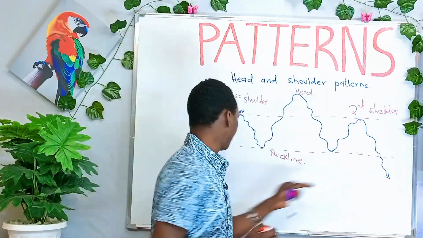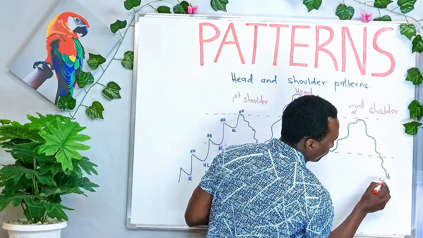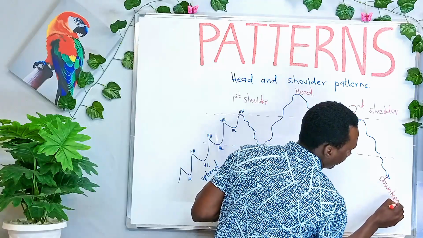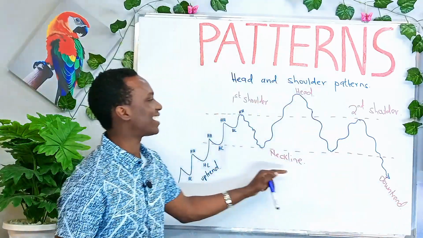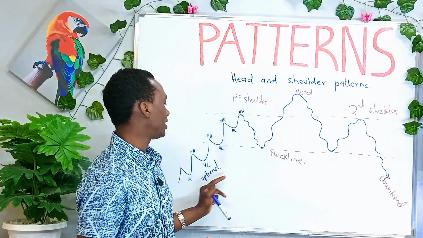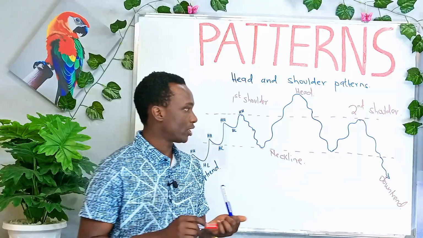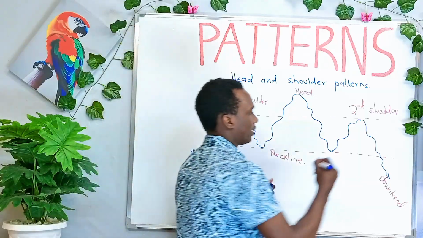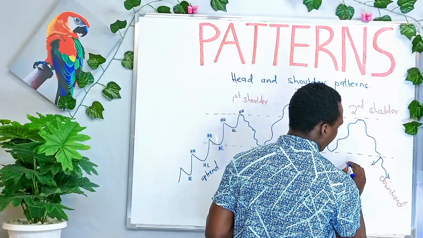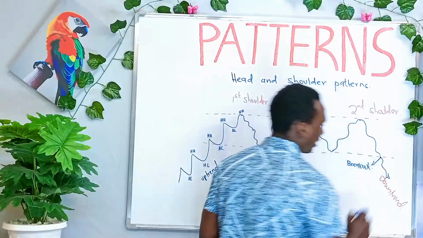So remember, this one was an uptrend. Here we are now going to form a downtrend. Why? We said this is a reversal pattern. The head and shoulder pattern is a reversal pattern, meaning it is converting an uptrend to a downtrend. So we find that this one is a breakout.